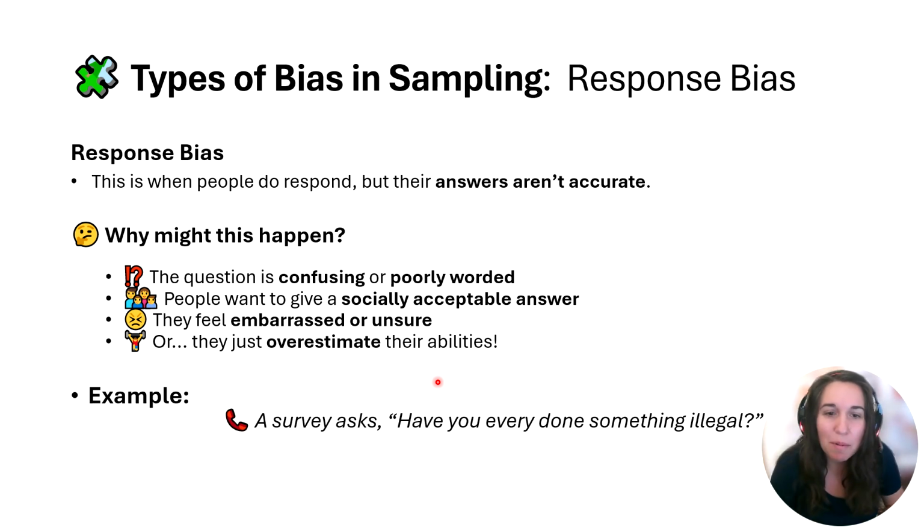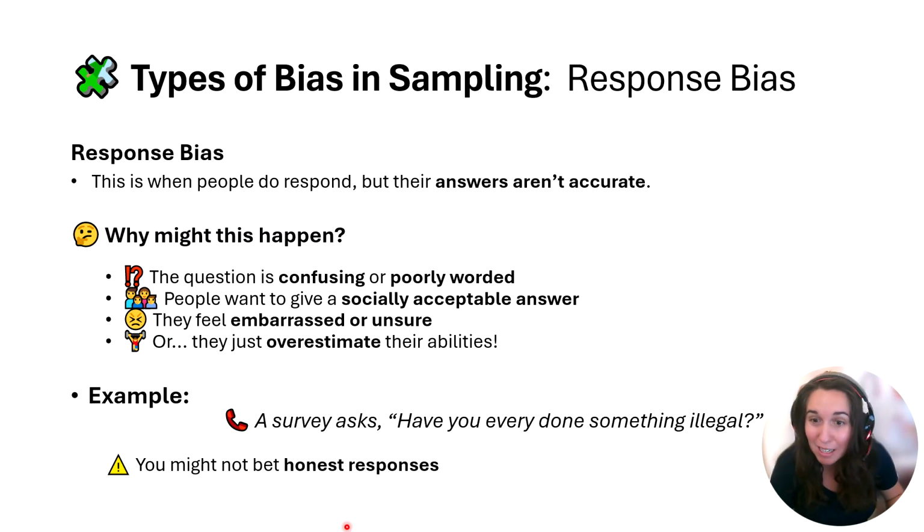So here's an example. A survey asks, have you ever done something illegal, right? You might not get honest responses there, right? People might feel embarrassed or unsure, or they want to give a socially acceptable response. And even if it's anonymous, you might not get honest responses there. So, these are all different ways that response bias can kind of come out in a study.